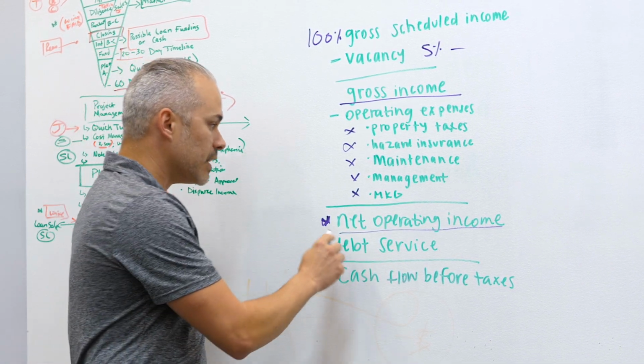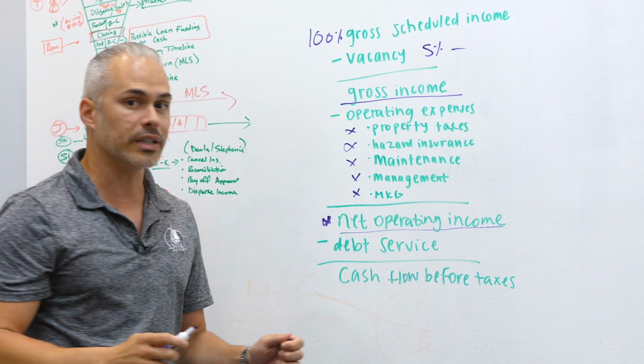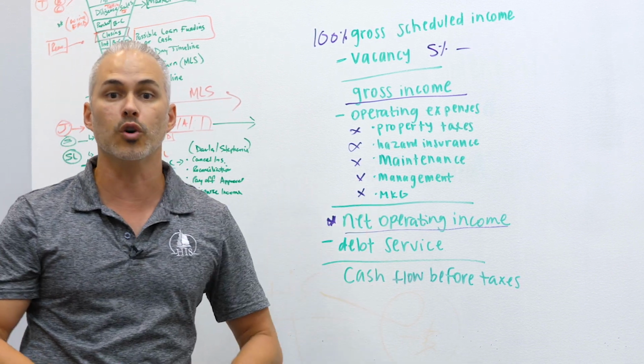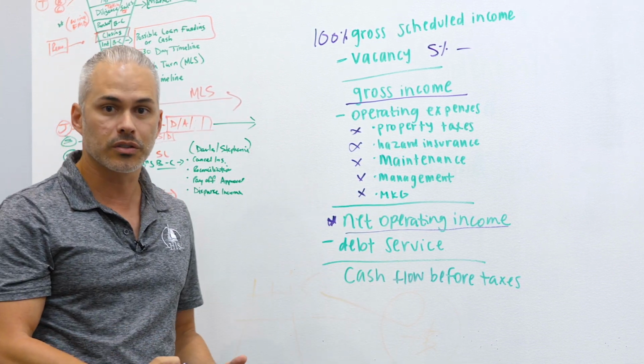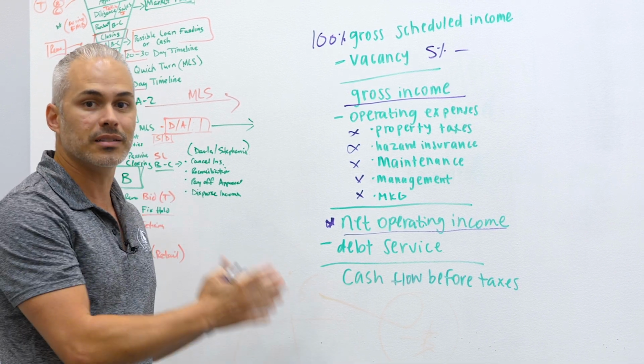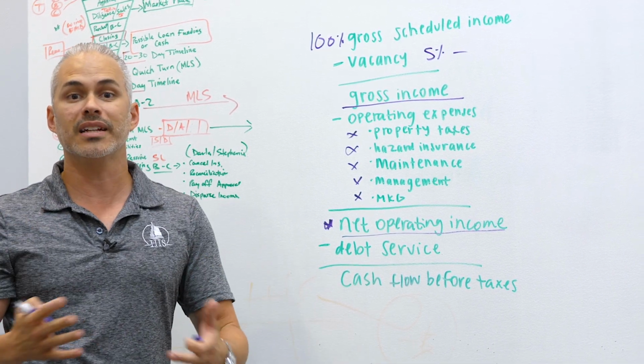But understand that when you look at the operating expenses, you'll notice that I did not include the mortgage payment, or what is known in the industry as your debt service. Because technically, when you're analyzing a deal, you're analyzing it as if you were buying it completely cash.